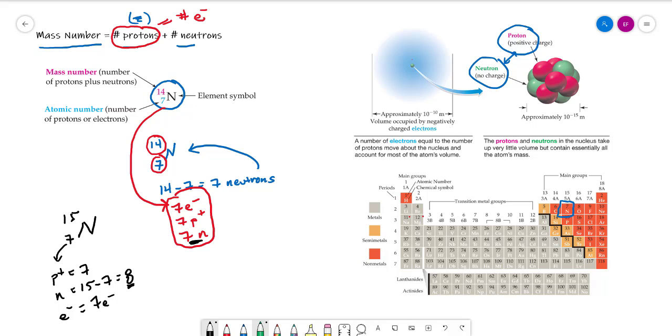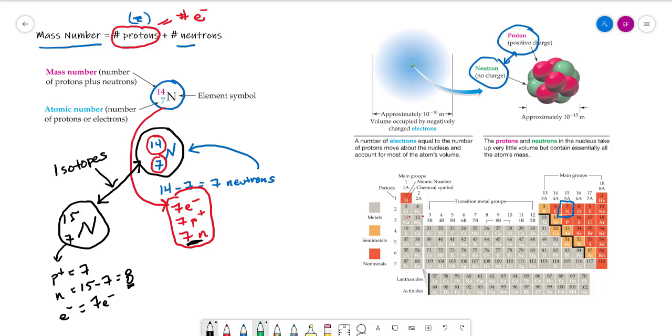We call these two examples of atoms, because they're still the same type of element, they only differ by the number of neutrons, isotopes of each other. So isotopes are 2 elements or 2 atoms that have exactly the same number of protons and electrons, but differ by their number of neutrons.